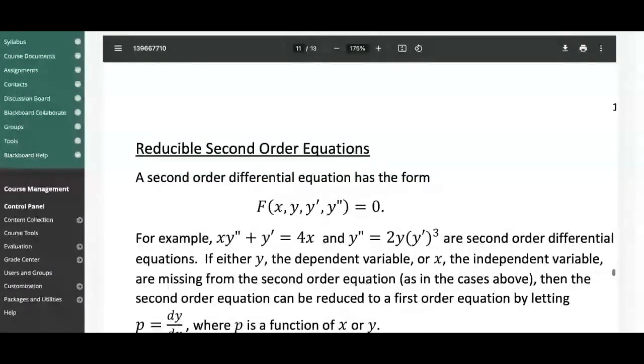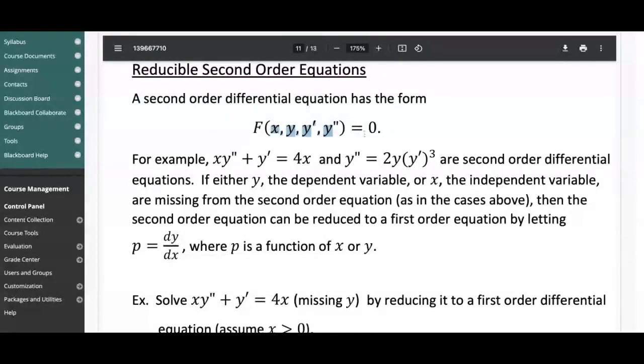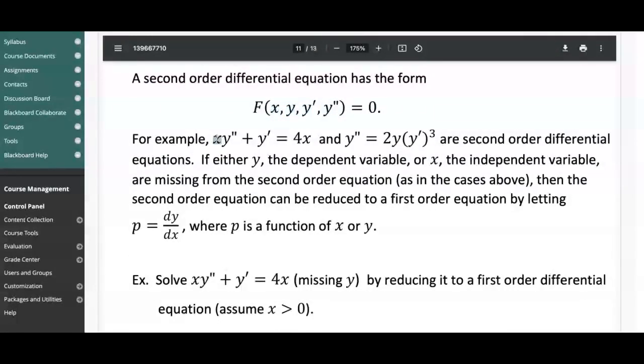Let's see this one, reducible second order equations. So a second order equation has this form. Such a function takes 4 variables, right? x and y, the first derivative, the second derivative, and it equals 0. For example, this one, I think Christian showed one example similar to this.